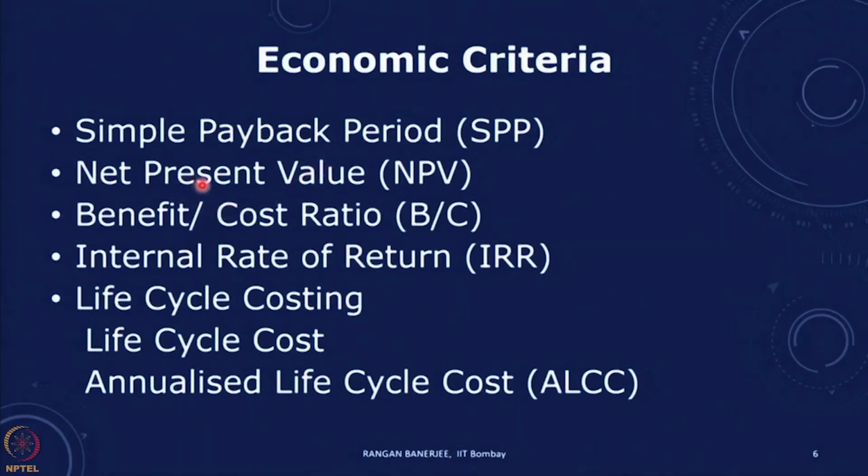Then we have these three indicators: the net present value, the benefit by cost ratio, and the internal rate of return. All these three indicators use the time value of money. Most companies use one or more of these measures. So, we will first talk about the simple payback period, then we will introduce the concept of the time value of money and the discount rate, and then we will define these three indices: the NPV, the B by C ratio, and internal rate of return.